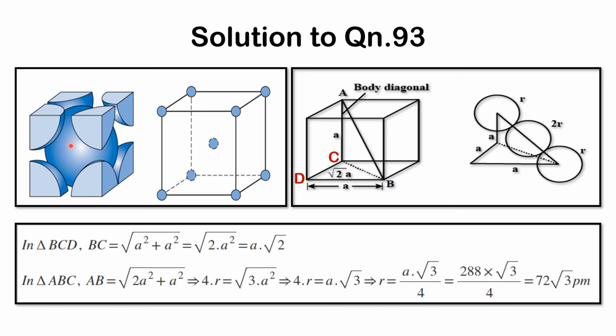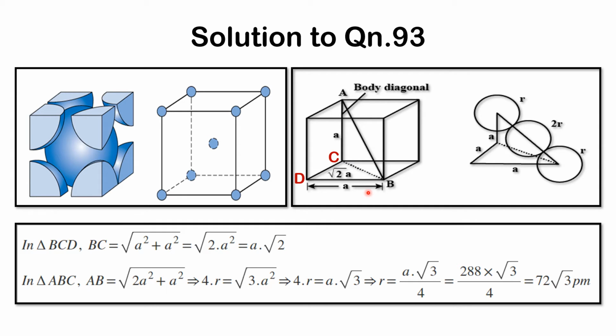Solution. Look at this, it's a 3D structure of a BCC unit cell. Here, there is an atom or an ion at each corner, with 8 atoms or ions at 8 corners. In addition, there is one body-centered atom at the center of the unit cell.